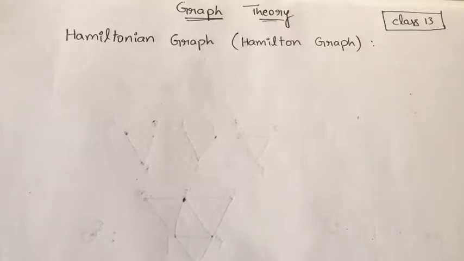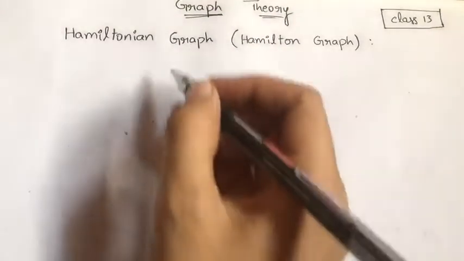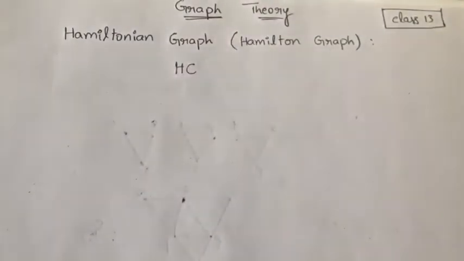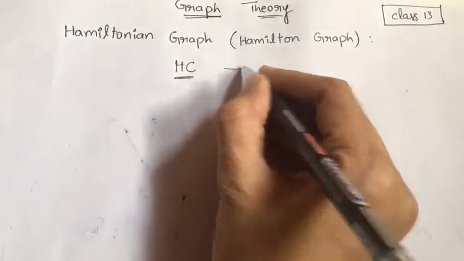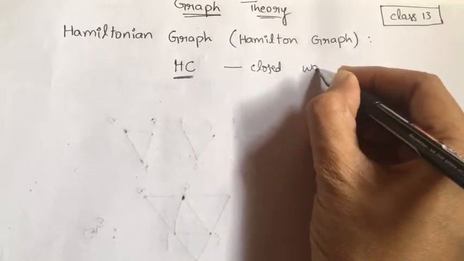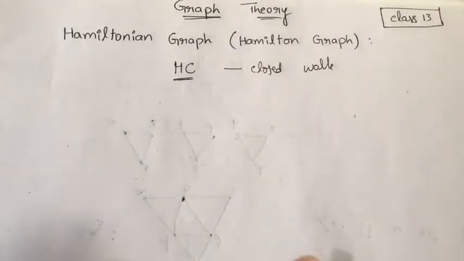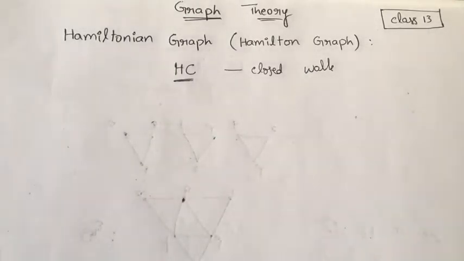Now you may get the doubt, is there any closed walk which traverses through all the vertices of a graph? Yes. So we are going to define Hamiltonian graph based on this only. Hamiltonian graph or Hamilton graph is a graph which has a Hamiltonian cycle. What is a Hamiltonian cycle? It's a closed walk, same as Euler graph, Euler cycle. It's a closed walk which traverses through every vertex of G exactly once except the initial vertex.